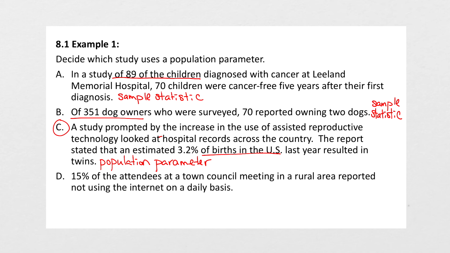But let's look at D just to see why that one wouldn't work. 15% of the attendees at a town council meeting in a rural area reported not using the internet on a daily basis. Yes, it's everyone at this meeting, but it's only a small amount of all the people in the town. So these attendees represent a sample of the whole town. So this is a sample statistic.